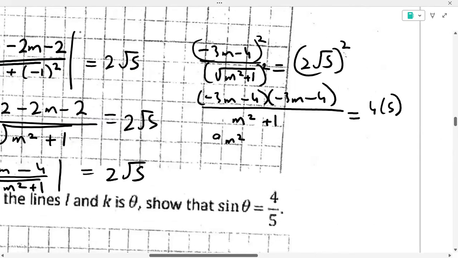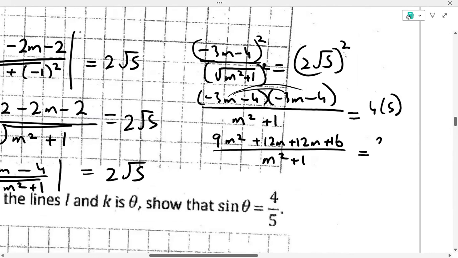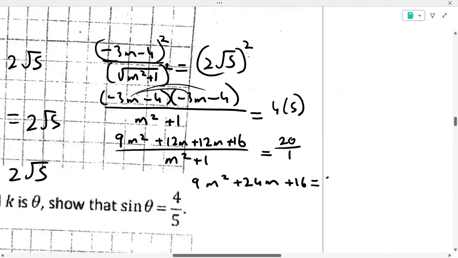Then I get 9m squared. So I'm just multiplying out here. Plus 12m plus 12m plus 16, all over m squared plus 1, is equal to, now that's 20 over 1. Cross multiply: 9m squared plus 24m plus 16 is equal to 20m squared plus 20. Now you can see a quadratic forming here, which is good. You know, this is what we want. Minus 24m. So I'm just bringing everything to the one side.